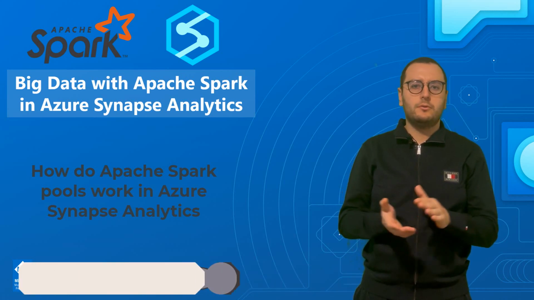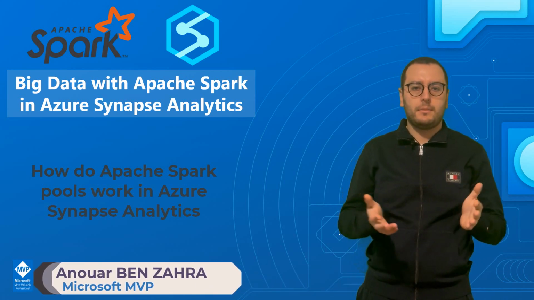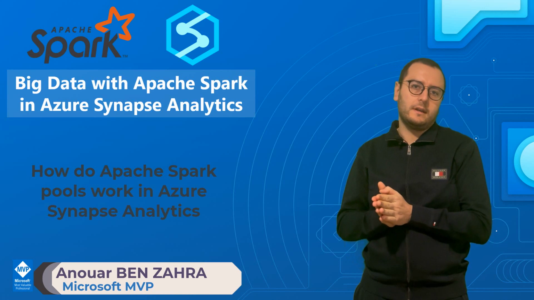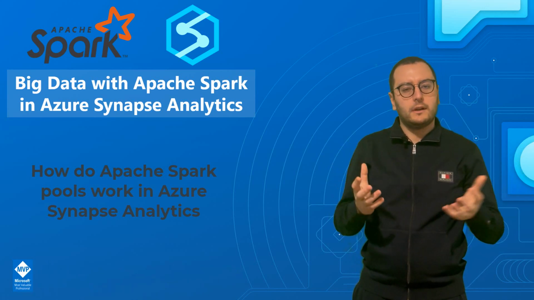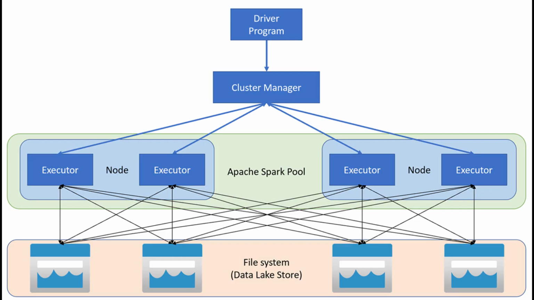In this part, I'm going to detail how Apache Spark works with Azure Synapse Analytics by the concept of the node and the computation. Within Azure Synapse Analytics, Apache Spark applications run as an independent set of processes on a pool, coordinated by a Spark context object in your main program. The Spark context can connect to the cluster manager, which allocates resources across applications.